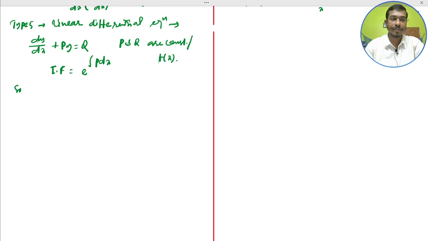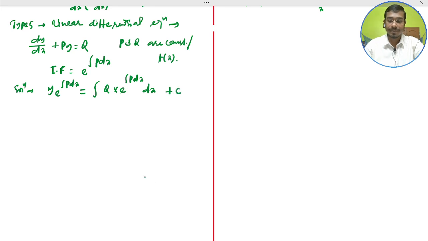So the solution would become y times the integrating factor e^(∫P dx) equals the integral of Q times the integrating factor e^(∫P dx) dx, plus c, the constant. This is the solution. Next, the extended form of the linear differential equation, that is, equations reducible to linear form.